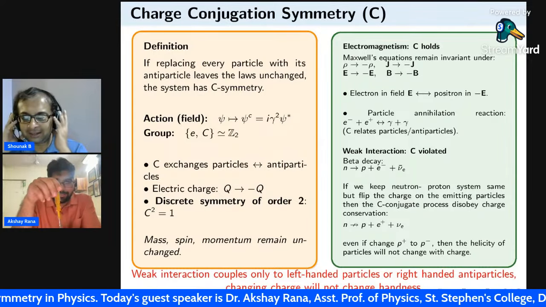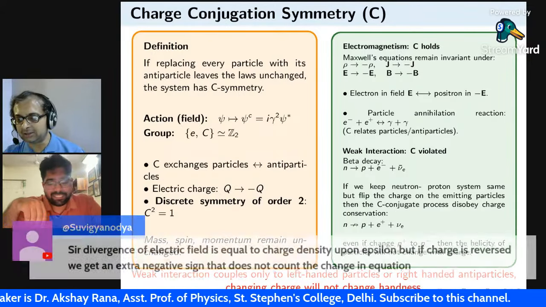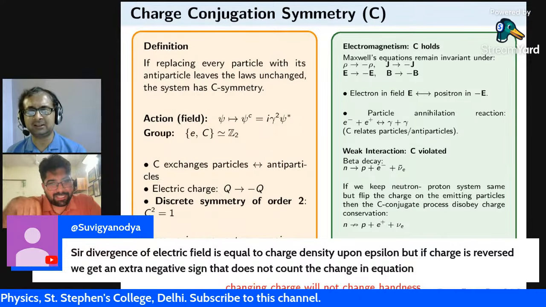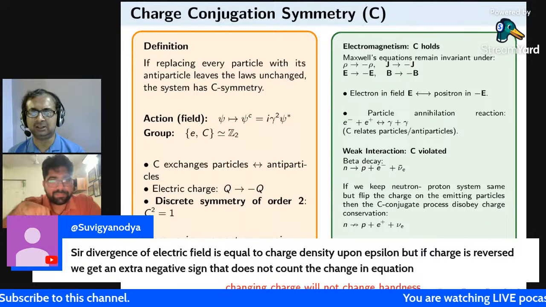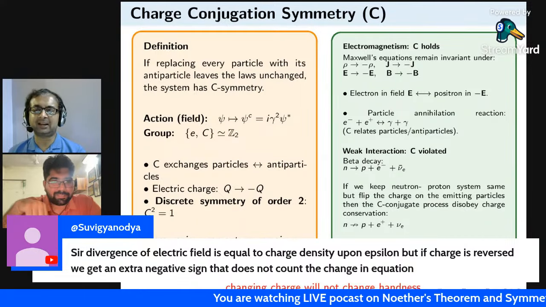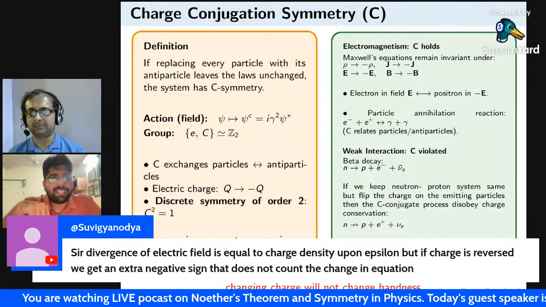Sir, if you don't mind, can I take a question, or would you take the question later? Okay. Somebody called Suvi Gyanodya is asking, sir, divergence of electric field is equal to charge density upon epsilon, but if charge is reversed, we get an extra negative sign that does not change the equation. So why is it so?